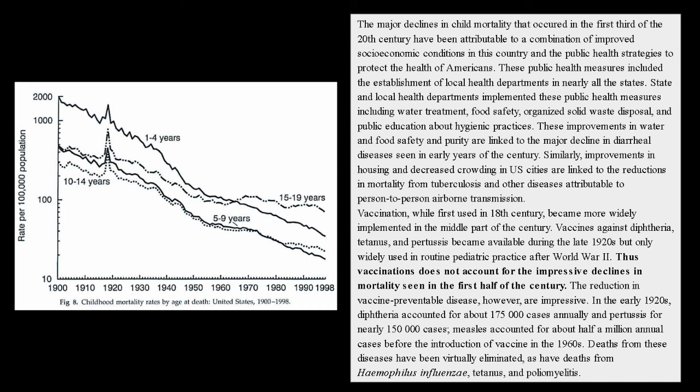In the early 1920s, diphtheria accounted for about 175,000 cases annually, and pertussis for nearly 150,000 cases. Measles accounted for about 500,000 annual cases before the introduction of vaccine in the 1960s. Deaths from these diseases have been virtually eliminated, as have deaths from Haemophilus influenzae, tetanus, and poliomyelitis.